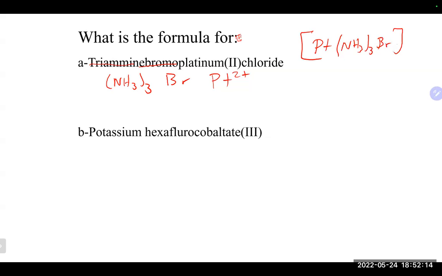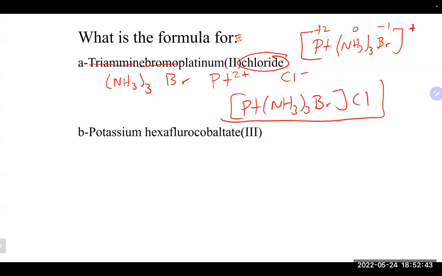Once again, it is probably helpful to figure out what the overall charge is so you can figure out your counter ion, what you need. So obviously that's +2, that's a zero, and that is a -1, which means overall we are rolling with a +1 charge on the complex ion. That means our counter ion, which is chloride, we would just need 1 of them to balance it out, which would give us something that looks like this. Any questions on that?